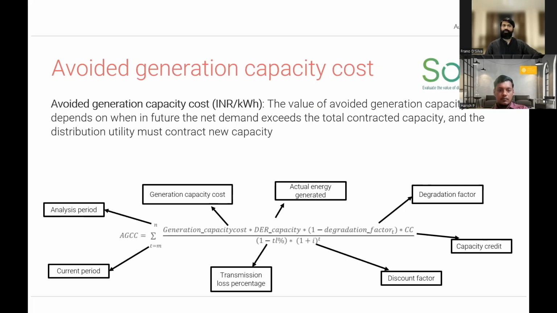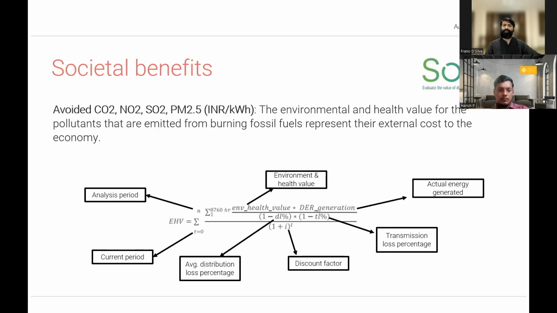Further, to determine these societal benefits, we use the environment health value for each of the pollutants, compare it with how much contribution has been provided by the integration of the DER on the distribution network, and determine a per unit cost for each of the pollutants that have been avoided from this integration.